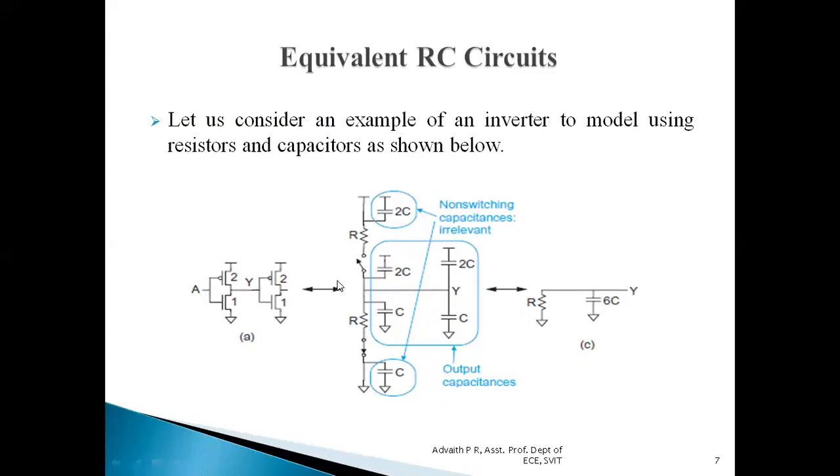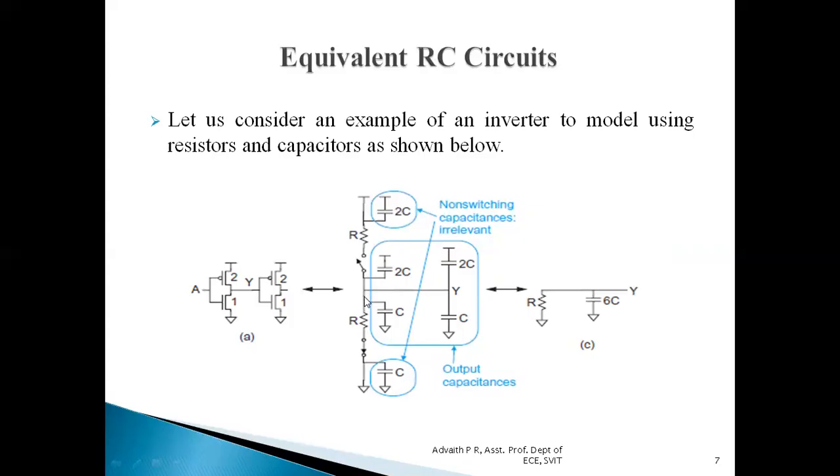If we observe, the inverter is composed of an NMOS transistor of unit size and a PMOS transistor of twice unit width to achieve equal rise and fall times, equal rise and fall resistances. In figure 2, in this particular second figure, this particular figure gives an equivalent circuit.